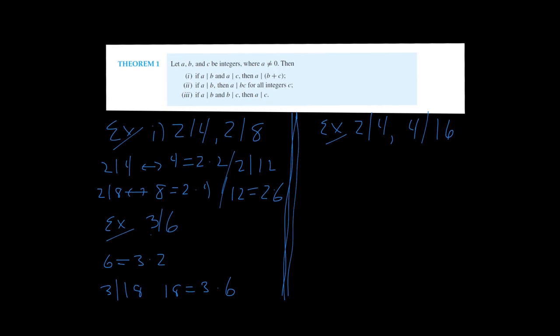First of all, we have that 2 divides 4. So that means 4 can be written as 2 times 2. Then we have that 4 divides 16. 16 can be written as 4 times 4. And the claim of the theorem is it's like a transitive property. 2 divides 4, 4 divides 16, so that means 2 has to divide 16. And it does. This is just really straightforward. 2 divides 16 because 16 can be written as 2 times 8.